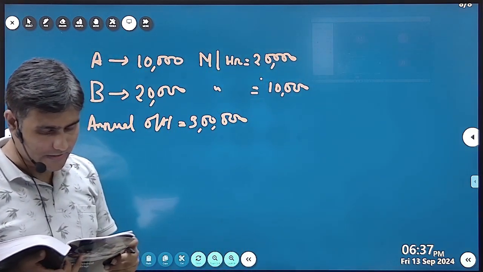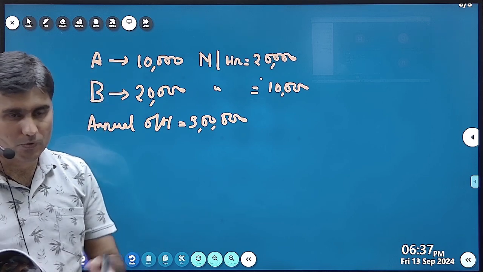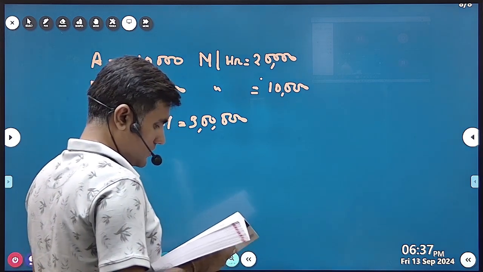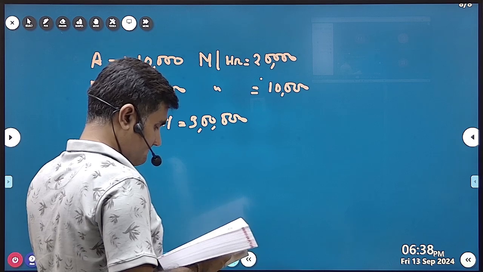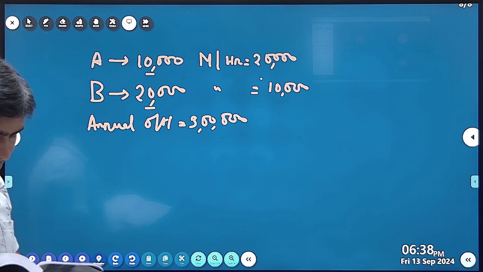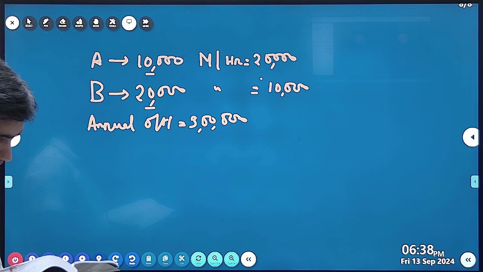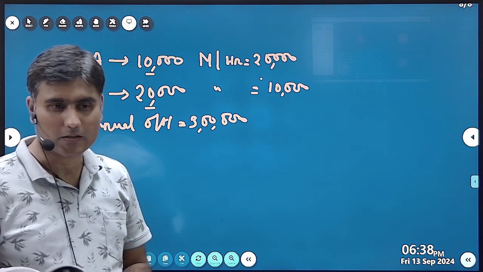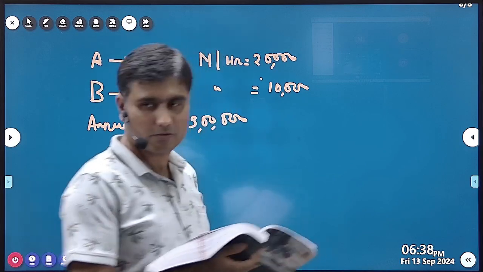Then overhead absorption using traditional costing system using machine hour rate is computed as below. So please compute. Annual output is 10,000 units and 20,000 units. Three lakh divided by 10. You are not able to understand the question? Not able to. So I will teach you.